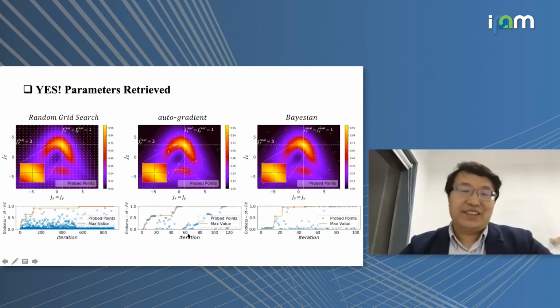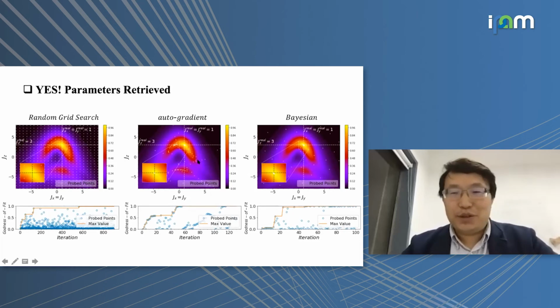The answer is yes. So in these two plots, we show the landscape, which is scanned with the ED solver. We can see that there's only one global bright point, which is located right at the ground truth, the parameter point used to generate the thermal data. So that means it can be found.